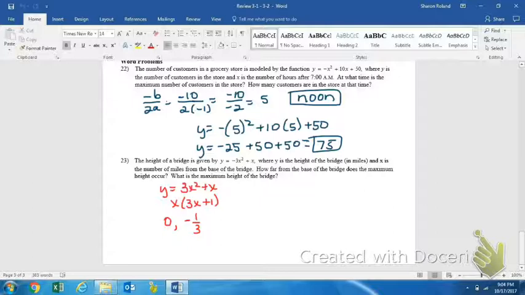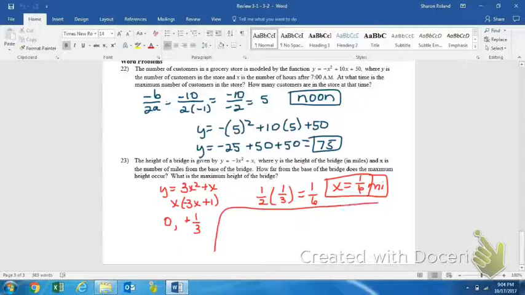So half of that, half of 1/3, is 1/6. So your axis of symmetry is 1/6 of a mile. Okay, but they said, how far from the base of the bridge does the maximum occur? And that would be 1/6 of a mile. Now it says, what is the maximum height of the bridge?